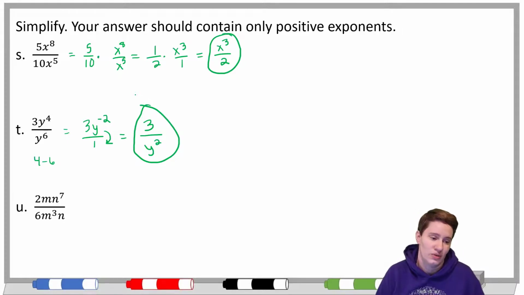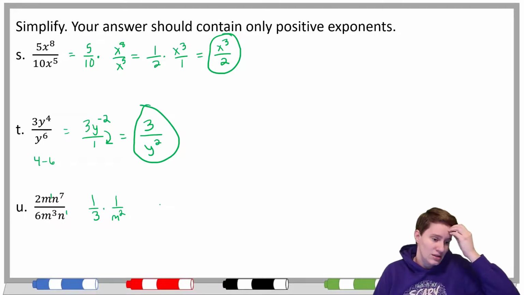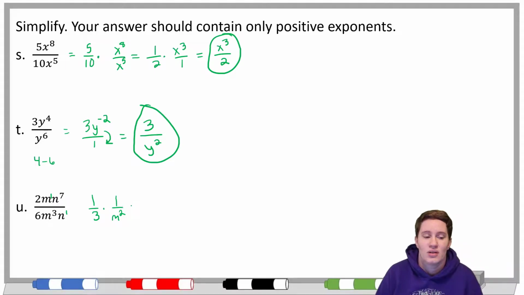We've got 3 things basically to do here because 2 over 6 simplifies into 1/3. M over m cubed simplifies because we have an m that we can cancel out. 3 minus 1 is 2, so that'd be 1 over m squared because there's more m's on bottom. Remember that m and n here without an exponent have an exponent of 1. N to the 7th over n to the 1st subtracts and gets n to the 6th.